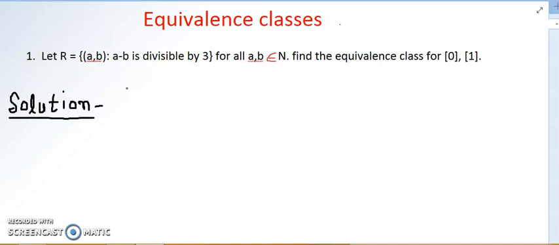Although very few questions are given in the NCERT, you can refer to other books like Oswal or R.D. Sharma. So let's see this question.